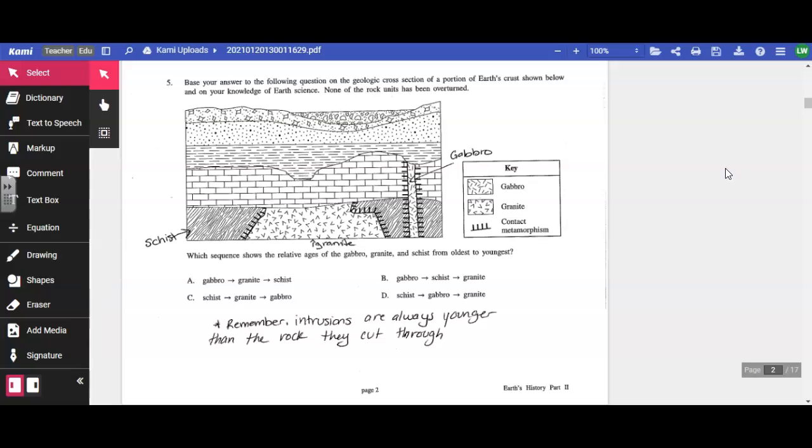Number 5. Base your answer to the following question on the geologic cross-section of a portion of Earth's crust shown below and your knowledge of Earth science. None of the rock units have been overturned. Okay, so I labeled the different rocks in here. And it says which sequence shows the relative ages of the gabbro, granite, and schist from oldest to youngest. Remember, intrusions are always younger than the rock they cut through.